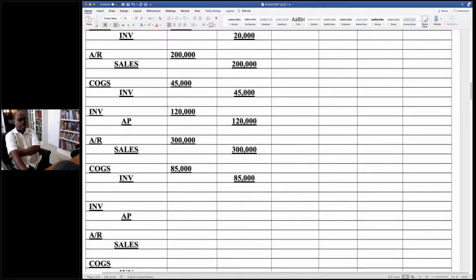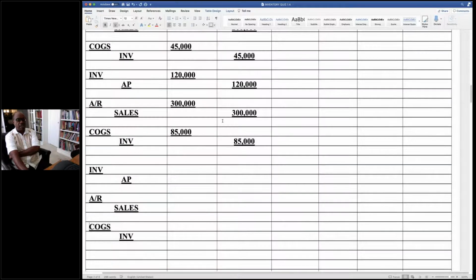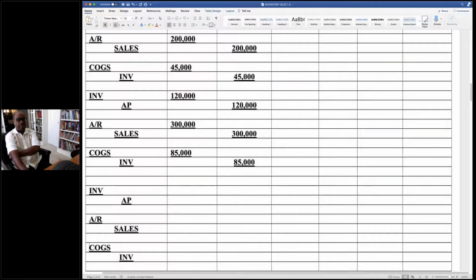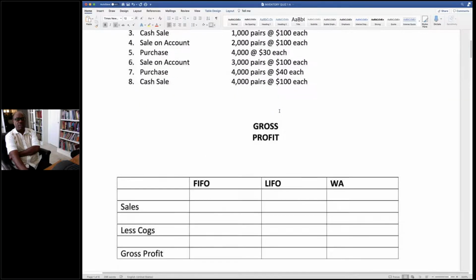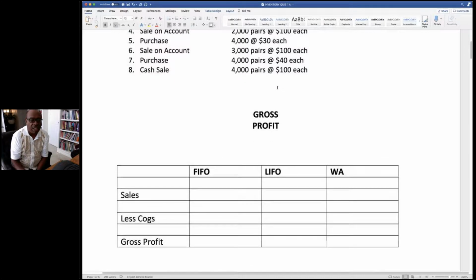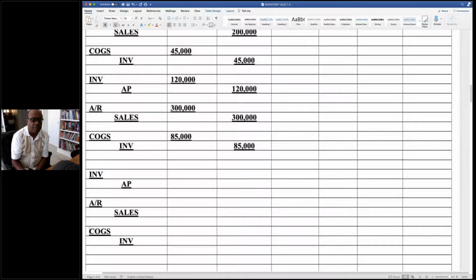Okay, we have those same journal entries. So it's one journal entry on the purchase, two on the sale. So how many did we buy this time? We bought 4,000 at $40. So that's going to be how much? 160,000.